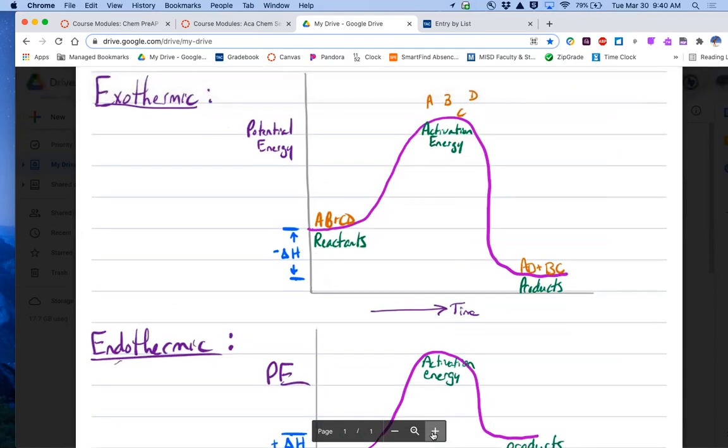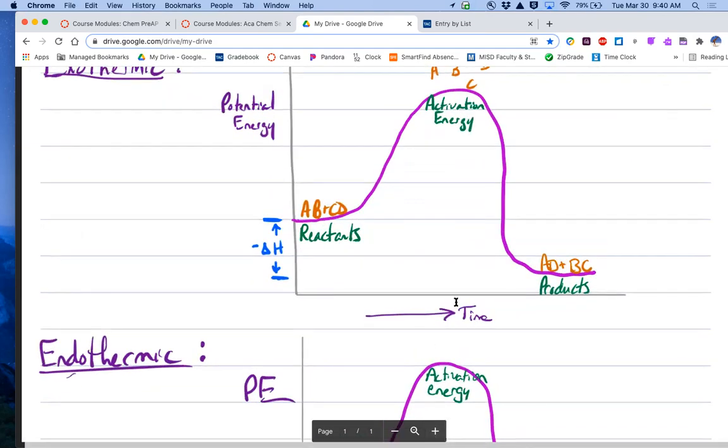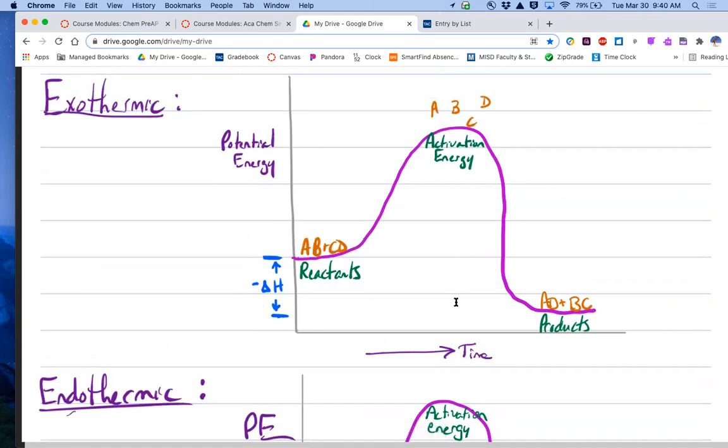So I'm going to go back down to the endothermic in a second, but here, remember when you're calculating delta H and you get either a negative or positive number, what you're calculating is the difference between here and here. If it's a negative number, that means that your potential energy has dropped. You have released energy, exothermic.